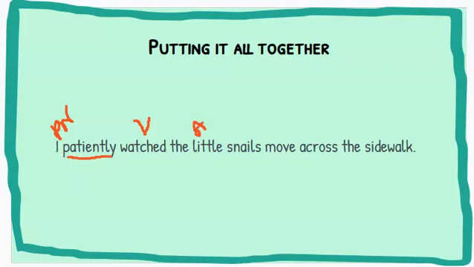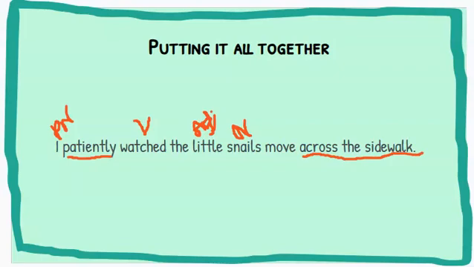I don't know if I can get the adjective kind of stuck together with my noun. All right, so pronoun, adverb, verb. Little snails. Snails is a noun. All right, what did these snails do? They moved, okay, and they moved across the sidewalk. So here's my preposition. I don't have any conjunctions or interjections here.